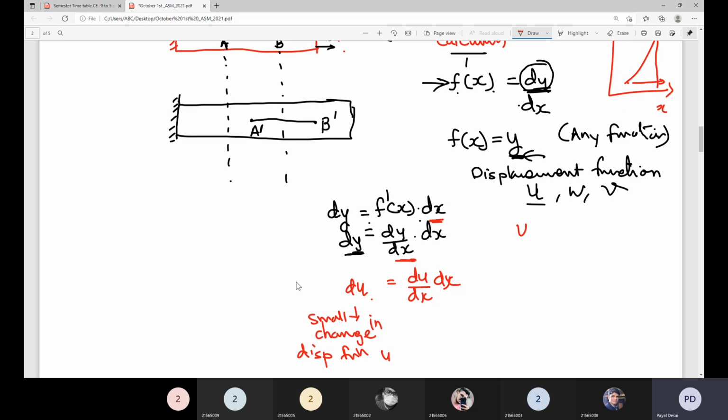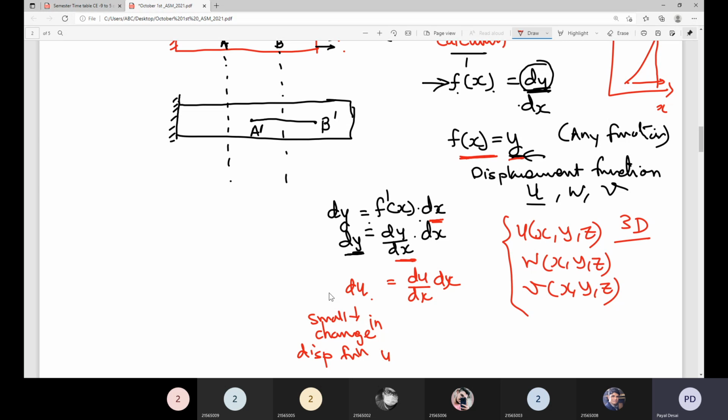Now it may be a function of x, y, z in our case. w may be a function of x, y, z because it's a 3-dimensional object, right? v may be a function of x, y, z because it is 3D. If it is 1D, it's just f of x. But if it is partial differentiation, then f of x, y, it's a function of x and y both. So in 3D elasticity, we talk about 3D functions, partial differentiation.